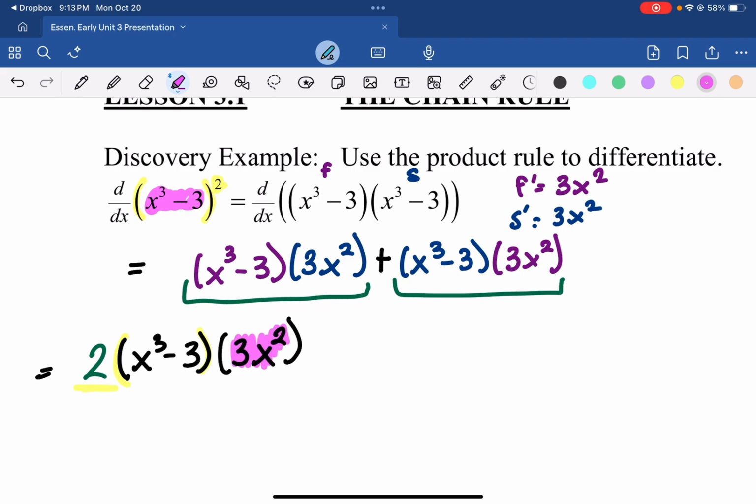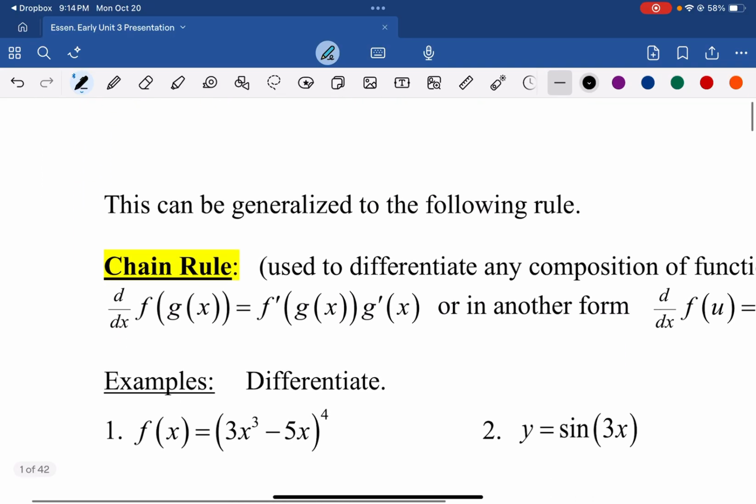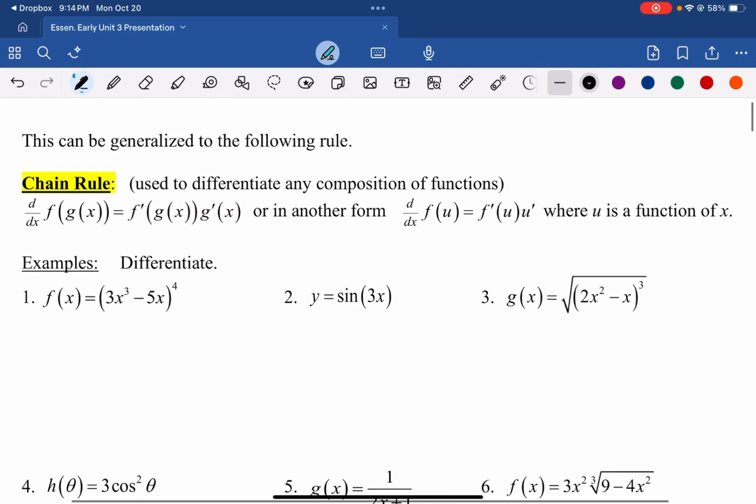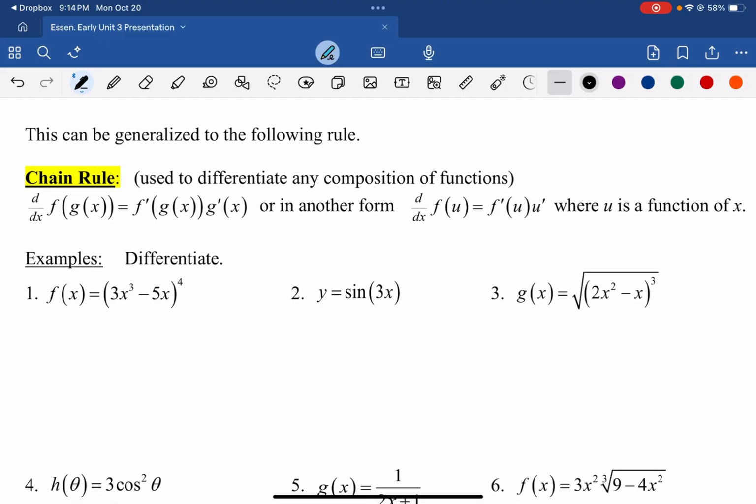Now we're going to look at the chain rule, which says the derivative of f of g of x, a composition of functions, so it's like one nested in the other, is equal to f prime of g of x times g prime of x. I always think about it like a present: we take the derivative of the outside box, leave what's inside, and then we take the derivative of the inside.